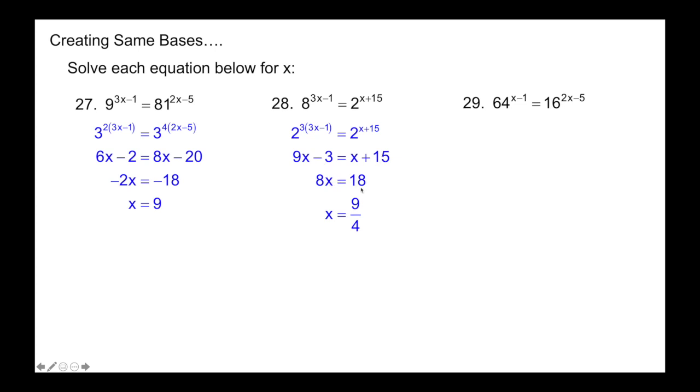Add 3, giving me 18 on this side. I divide both sides by 8 here. 18 divided by 8 is going to reduce to 9 over 4, and that will be the answer.